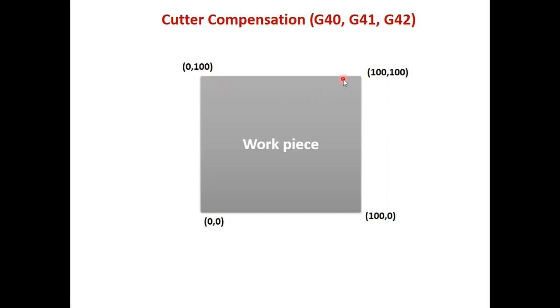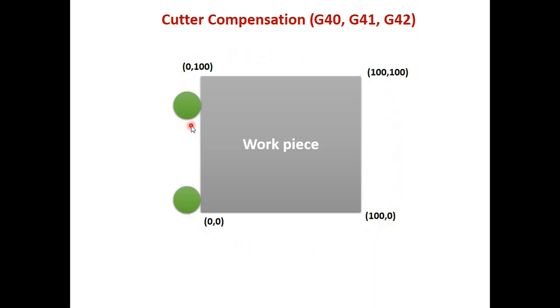Again we are taking the same example of the workpiece. You can see there is a workpiece of 100 comma 100. We have defined both zeros: 0 0, then 0 100, 100 100, 100 0. Now let's say I want to do cutting like this. The tool comes here, starts cutting, goes like this, and then takes a right turn, follows like this, and completely cuts.